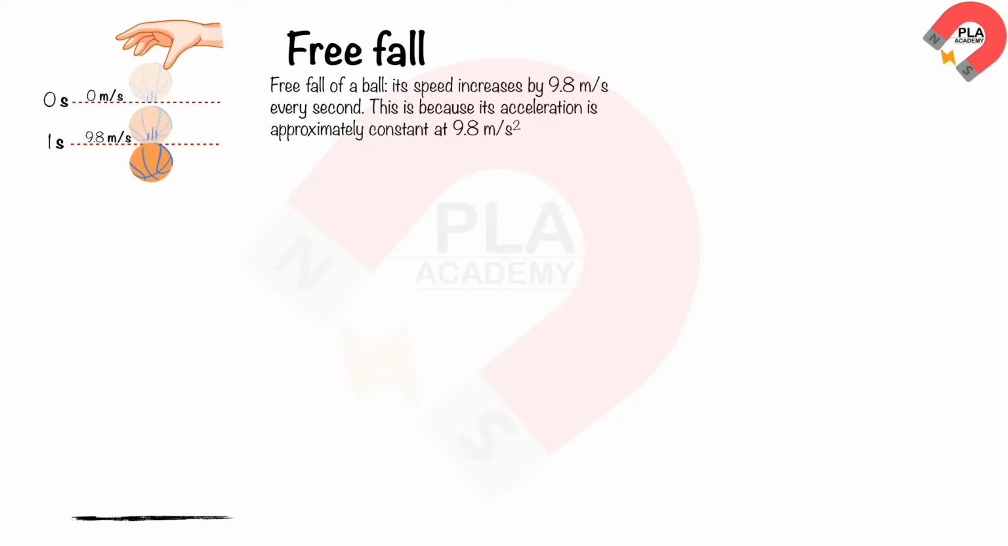After 2 seconds, the ball has descended a greater distance than it did first second, and its speed increases to 19.6 meters per second. After 3 seconds, the ball has descended a greater distance than it did between 1 and 2 seconds, and its speed increases to 29.4 meters per second. After 4 seconds, the ball has descended a greater distance than it did between 2 and 3 seconds, and its speed at 4 seconds increases to 39.2 meters per second.